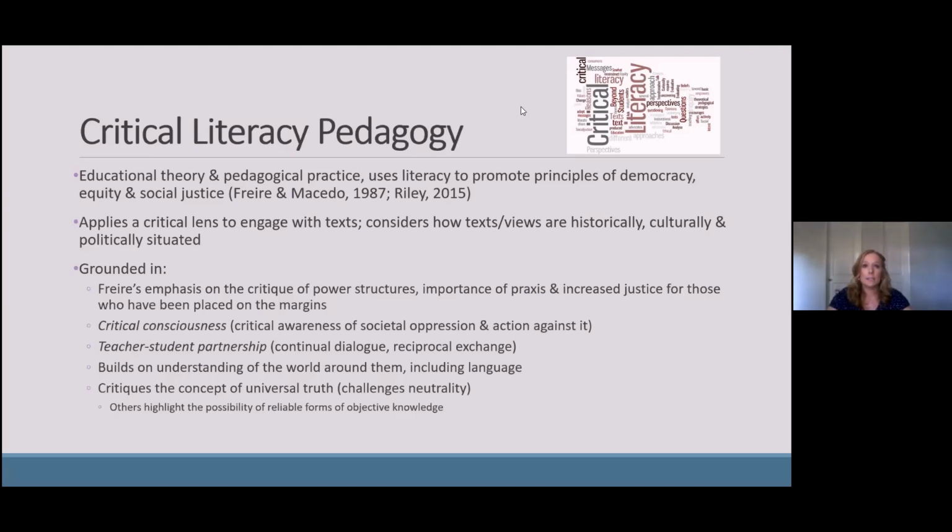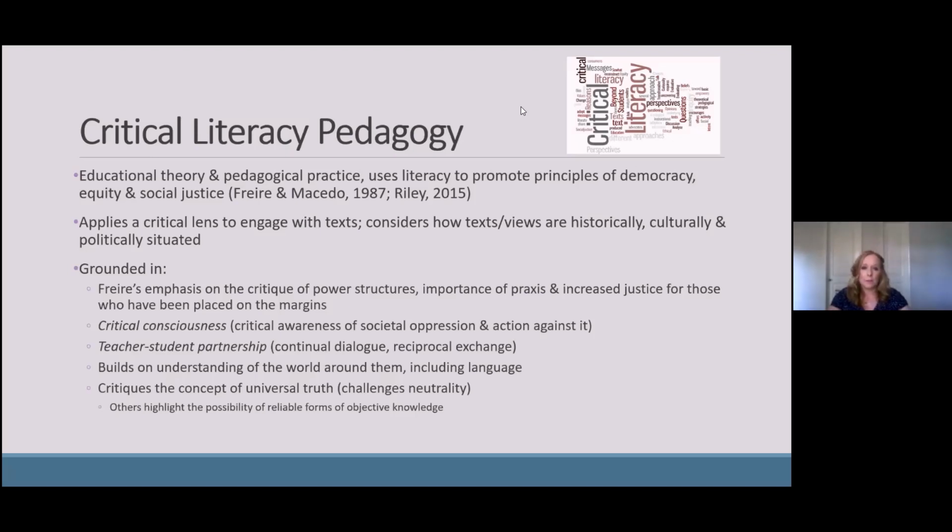So the teacher isn't the sage on the stage, but that idea of continual dialogue, going back to the Pitts article from earlier, thinking about allowing our students to be experts. There may be some things that we teach about and talk about that our students experience and understand better than I might as a teacher or a professor. So allowing myself to learn from my students and have that reciprocal exchange. Also building on the world around them, including language, respecting people's language and experiences and utilizing them as assets.